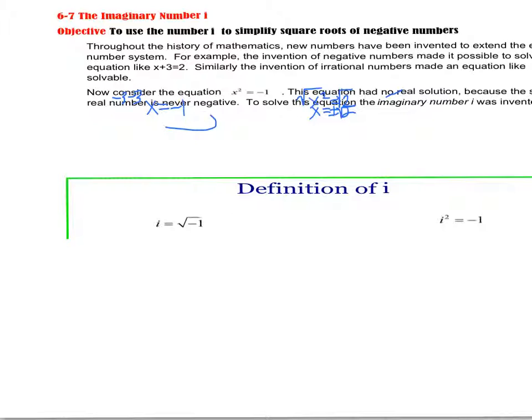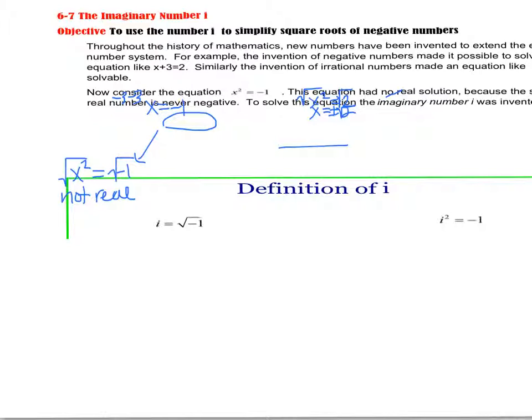Now look at this equation, x squared equals negative 1. Now we know this equation has no real solution. So if we tried to take the square root of both sides, we would get the square root of negative 1. At this point, you had been writing as an answer that this is not a real solution, which is true. But with the invention of imaginary numbers, we're able to solve an equation like this.